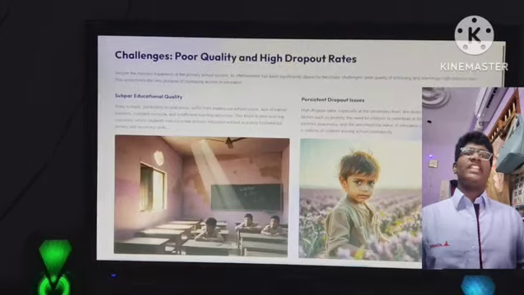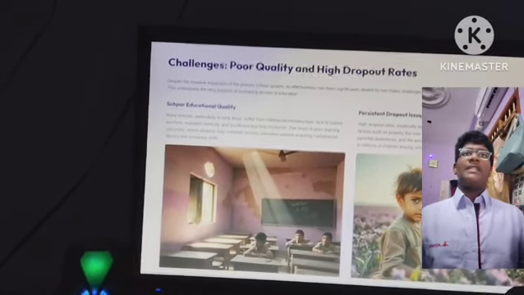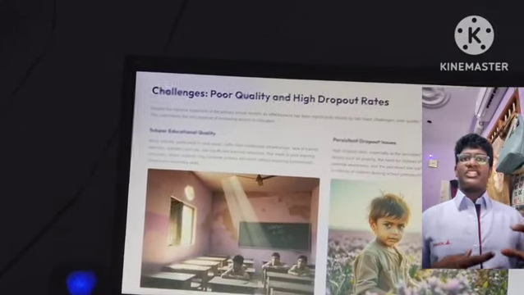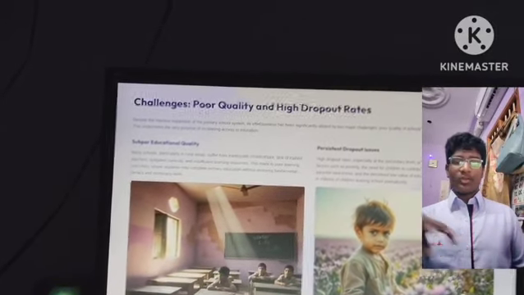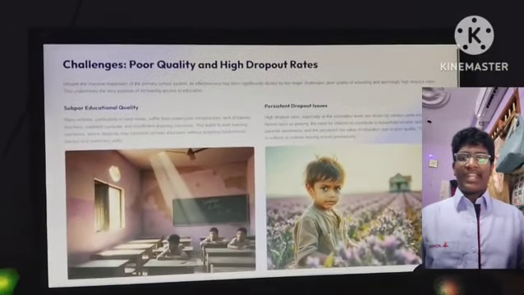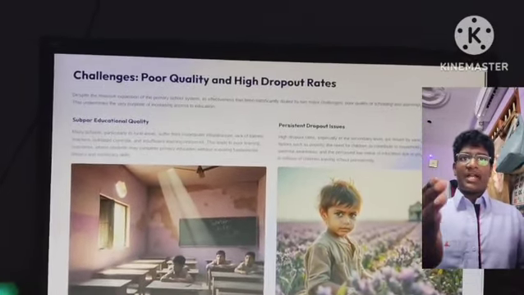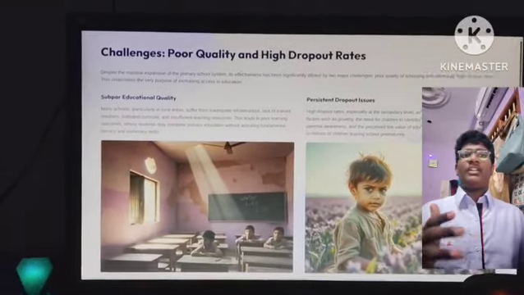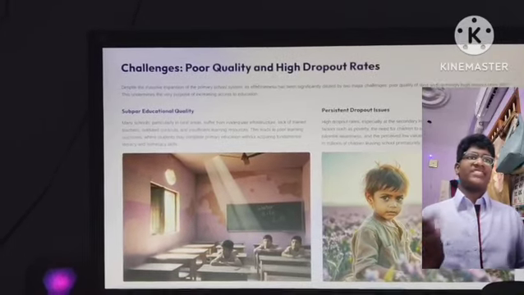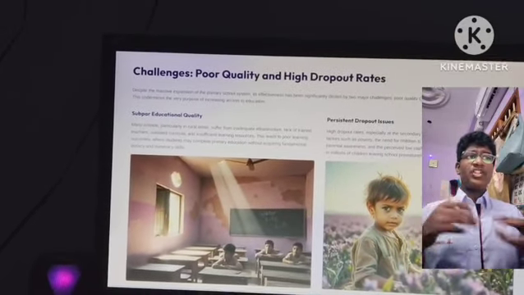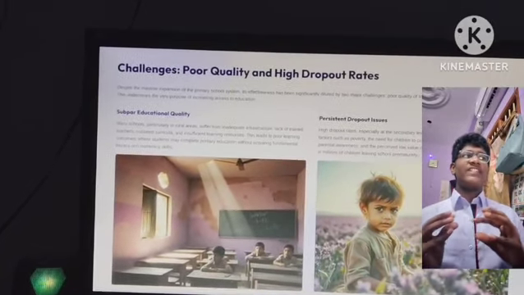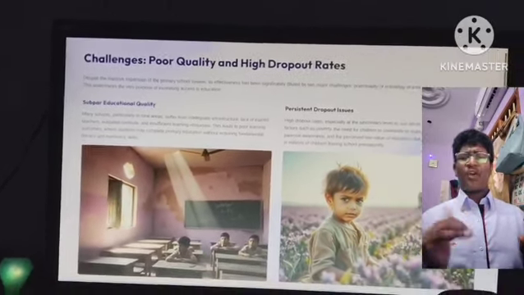Challenges: poor quality and high dropout rates. Subpar educational quality. Many schools, particularly in rural areas, suffer from inadequate infrastructure and a lack of trained teachers. You can see that most of the rural areas don't have trained teachers. Their curriculum is outdated compared to ours, and there are insufficient learning resources. They do not have learning resources like labs. And these cause problems.